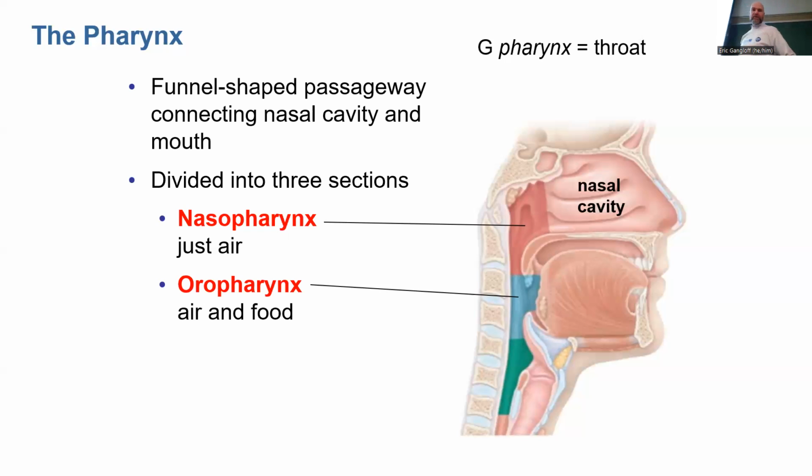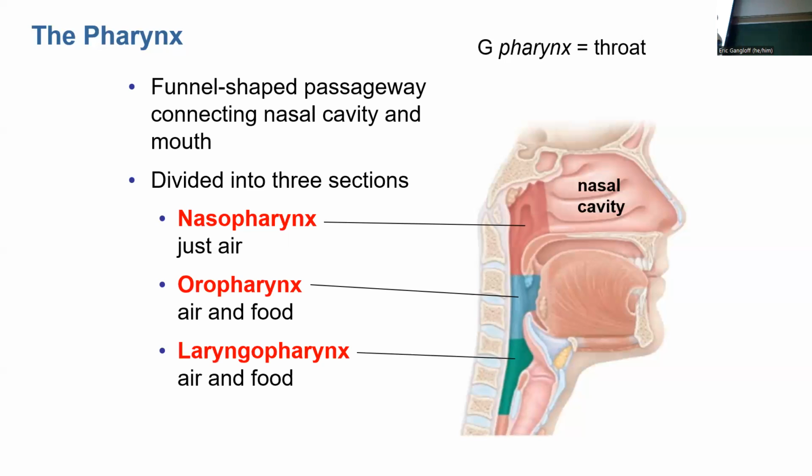And then we have the laryngopharynx down below. And this contains air and food. But this is where we have that transition with the glottis and the epiglottis. So the food will go down the esophagus and the air will go here. So we have this area here between the oropharynx and the laryngopharynx where we have food and water mixed. Although generally they're not going to be in there at the same time.